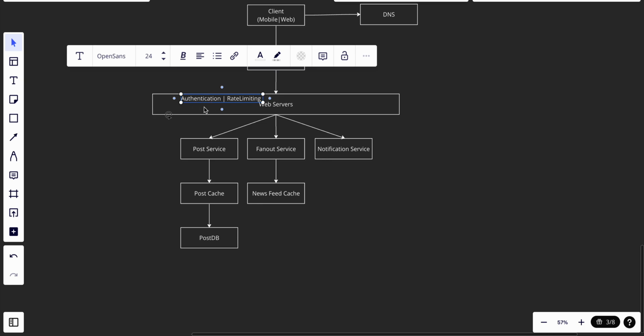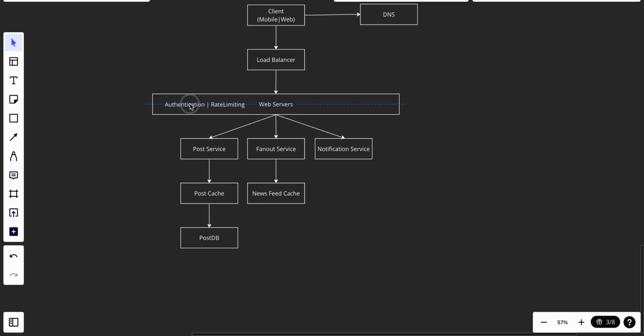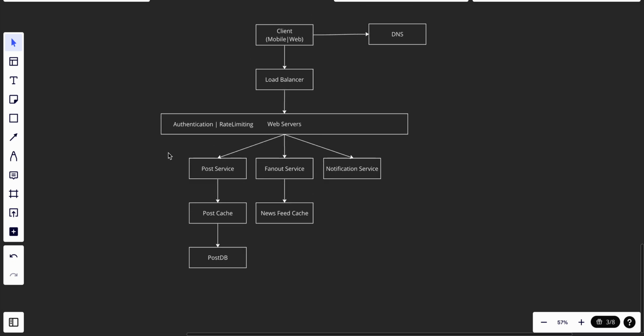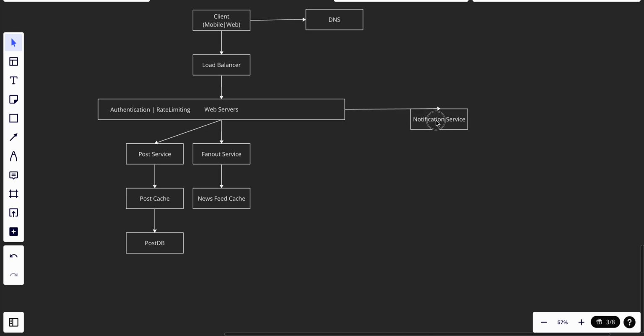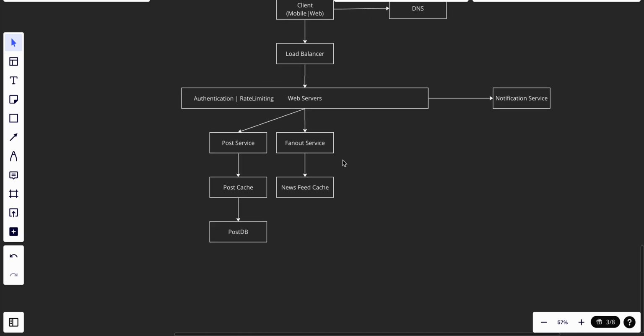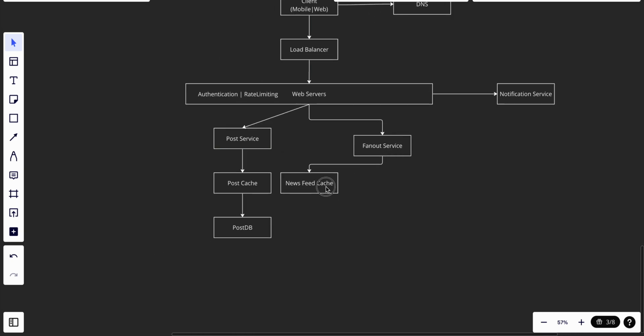Let's say that this web server is acting like the API gateway. It's handling the authentication and the rate limiting. And we have a post service, and it has the post cache and the post DB. And we have the notification service, but let's just put it like that. And let's just put the fan out like that here.